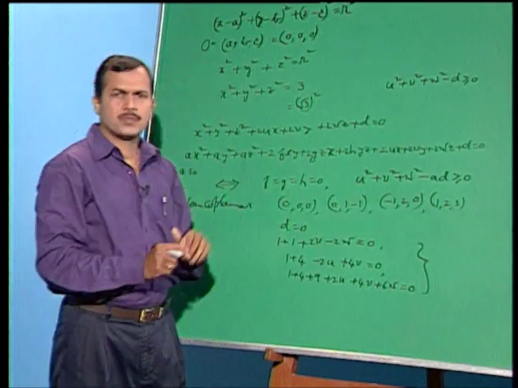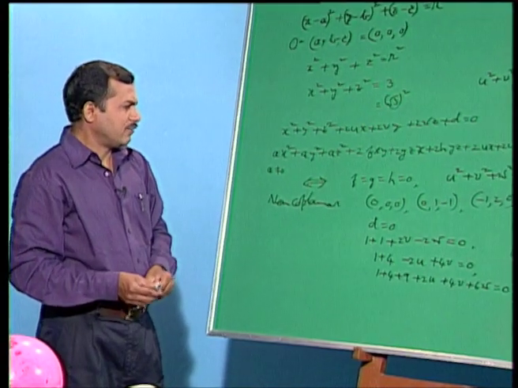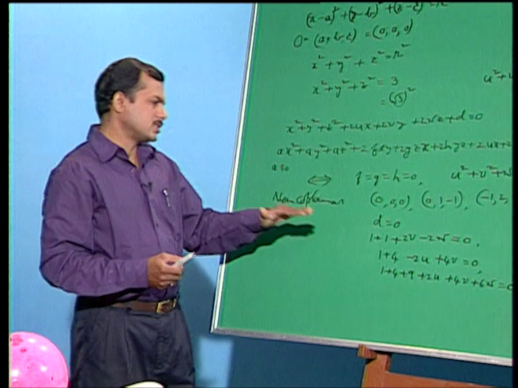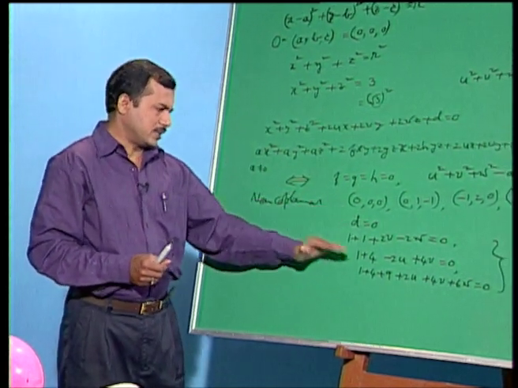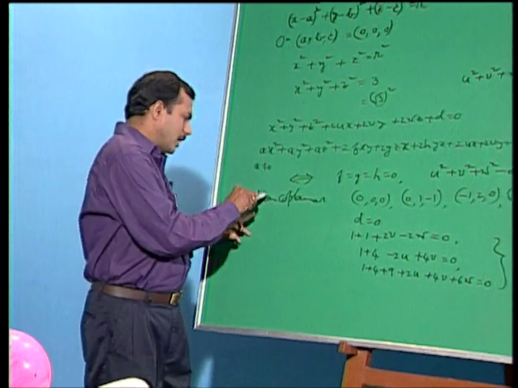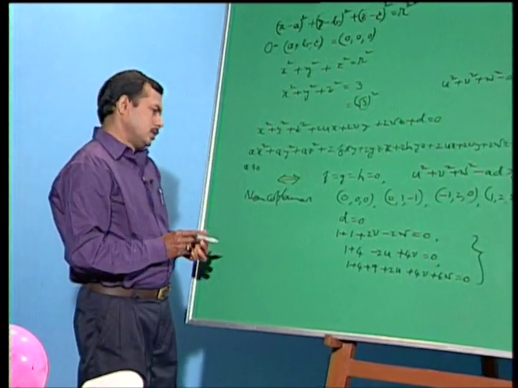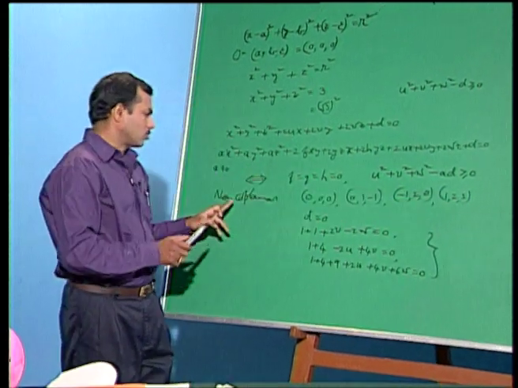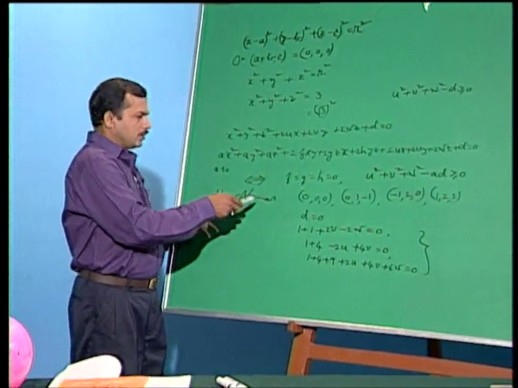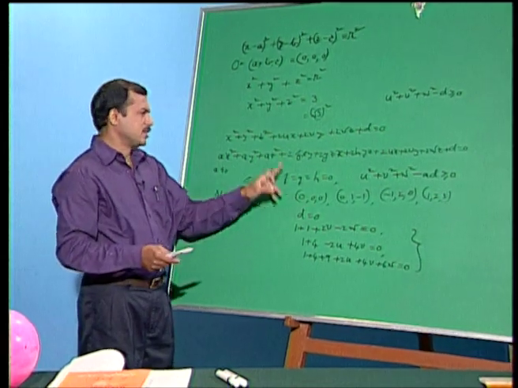So, whenever we are given 4 points, we can find an equation of a sphere passing through them like this. Here the non-coplanarity plays an important role. If these 4 points are non-coplanar, then there will be a unique such sphere.